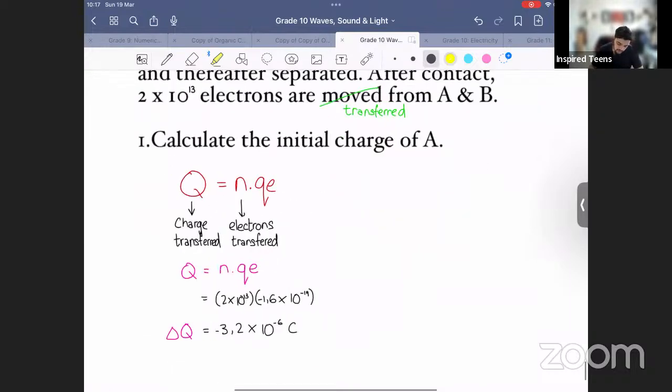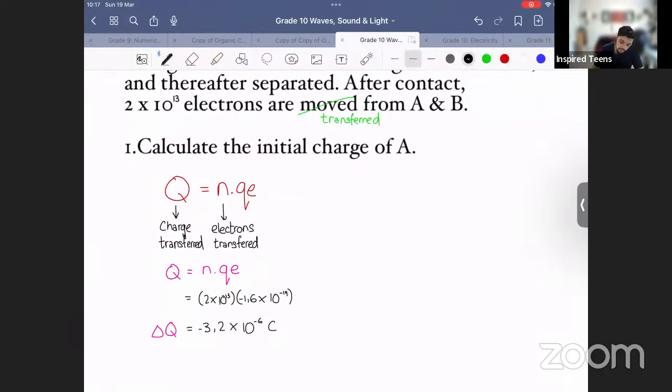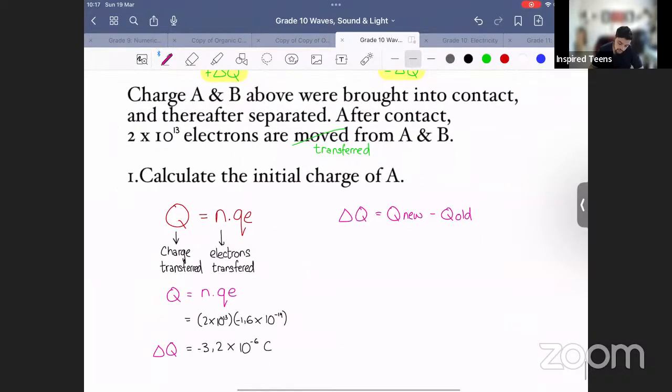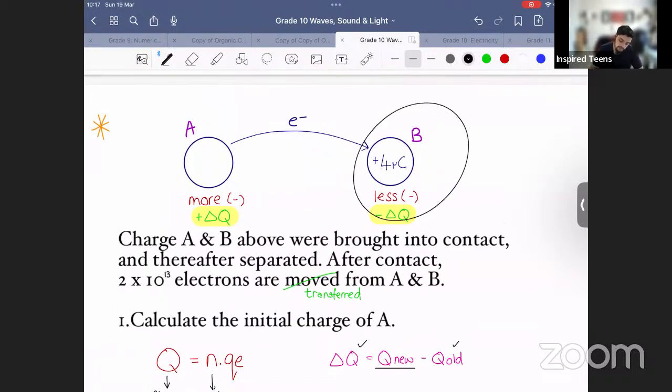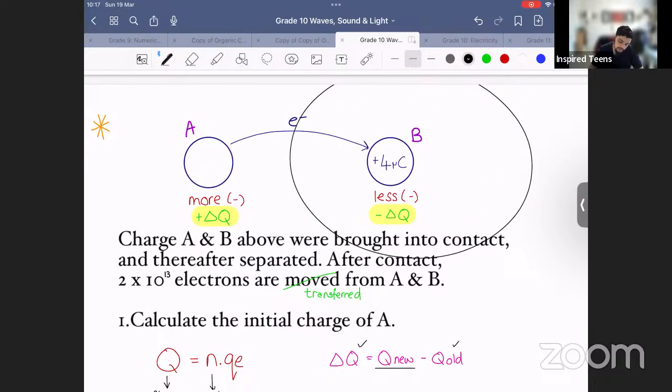Now that we have delta Q, what other formula do we know that works with delta Q? Delta Q is equal to Q new minus Q old. Am I correct? Correct. Q new, the new charge on each, we don't know. But we know delta Q, and we know one of the Q olds. The Q old is 4 microcoulombs.